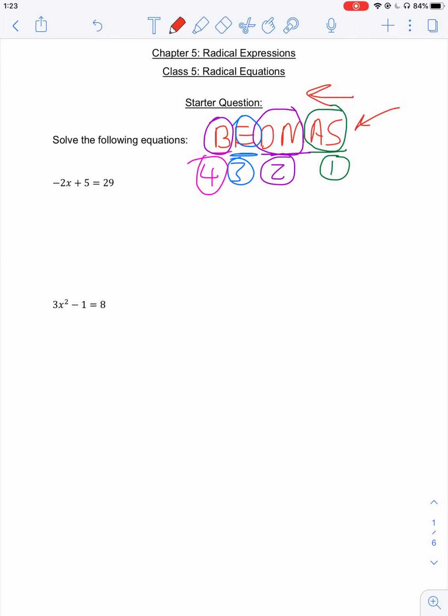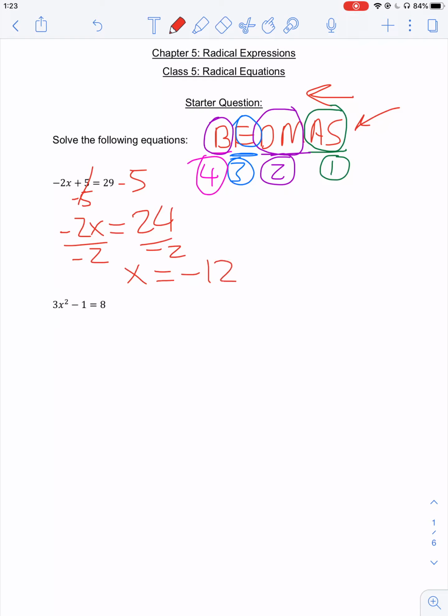So again, algebra tells me to get rid of addition and subtraction first. So I have a plus 5. I'm going to get rid of that by doing the opposite. So minus 5, minus 5, okay? So this cancels out, and then you have minus 2x is equal to 24. And then this is a multiplication, right? So minus 2 times x, so you have to do the opposite. Divide by negative 2, divide by negative 2. So x is just equal to minus 12, okay?